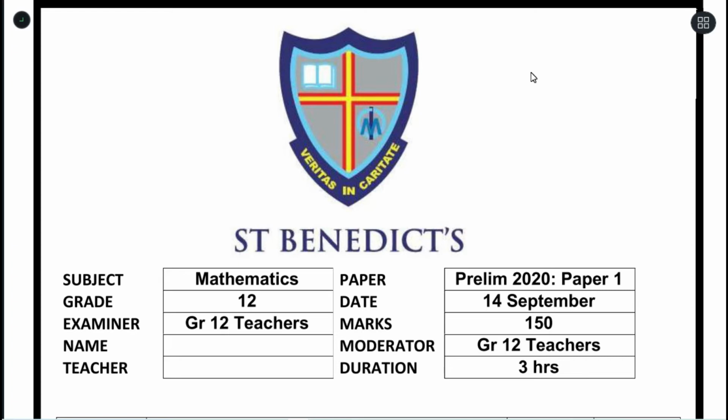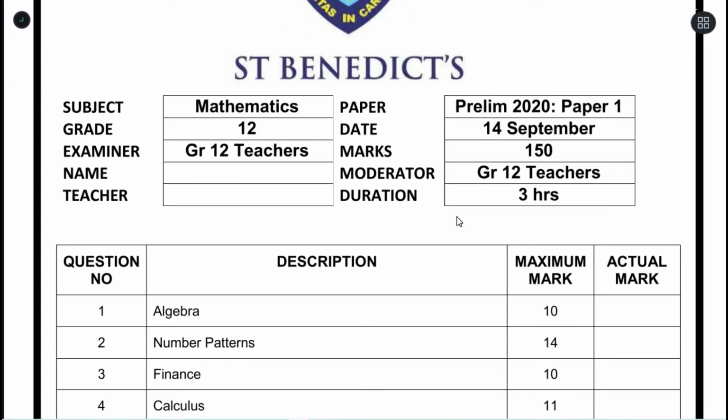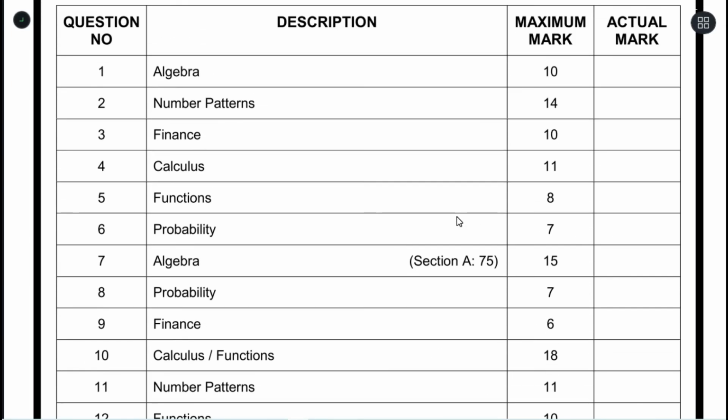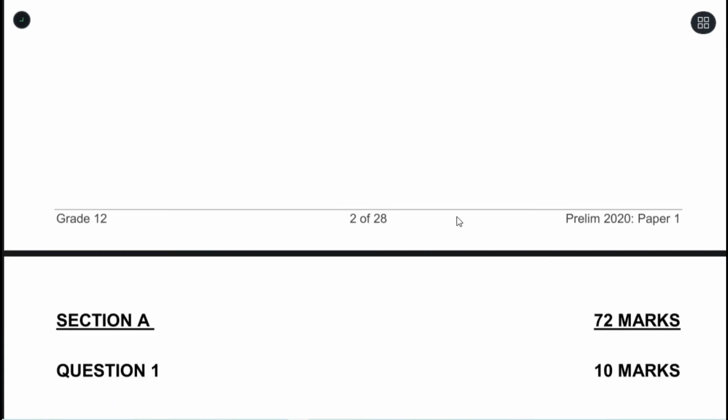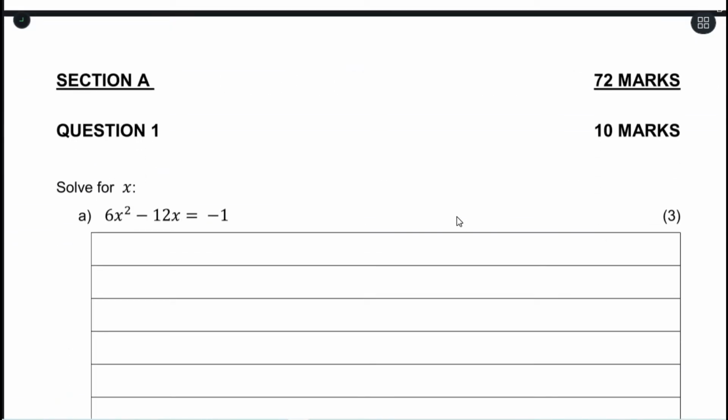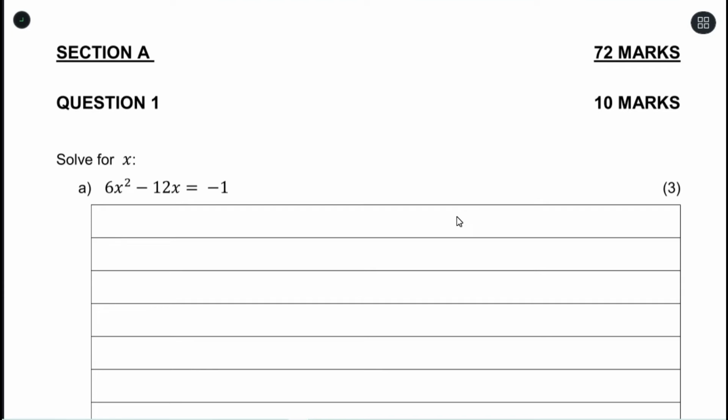Today we'll be going through a prelim paper. This is from St. Benedict's. This is their 2020 paper one. So we're going to start with section A. Let us try out this question and you can work with me, try to do the question before I give you the answers. Okay, so let's get into it.